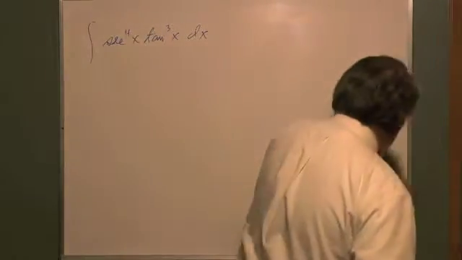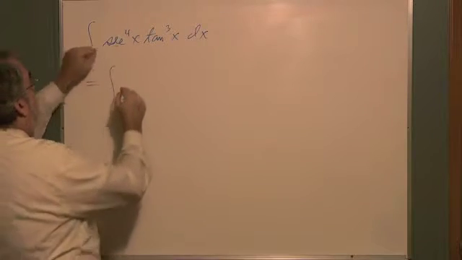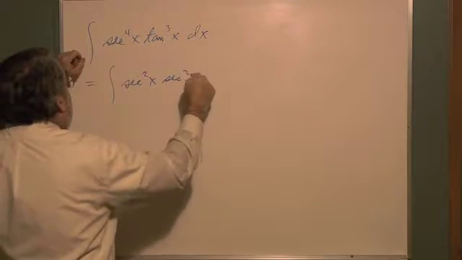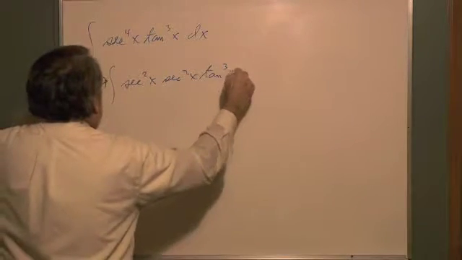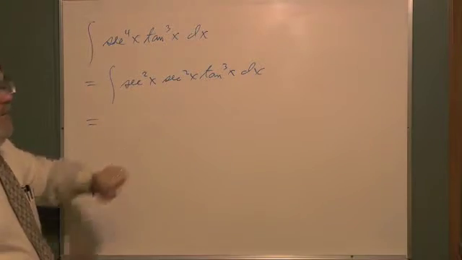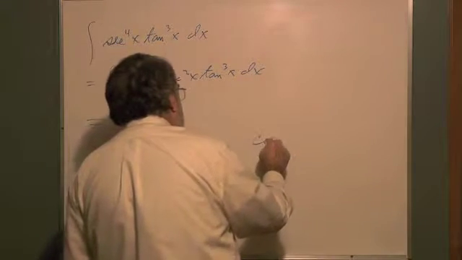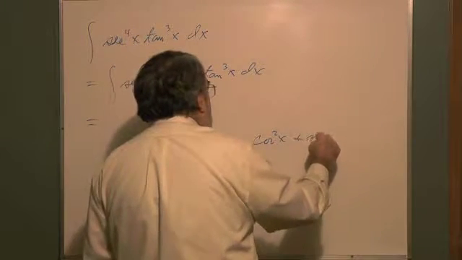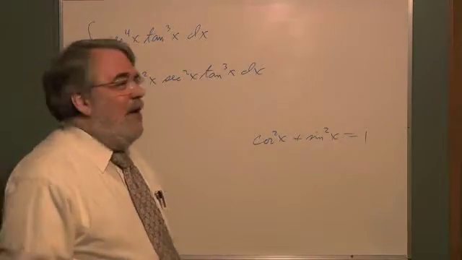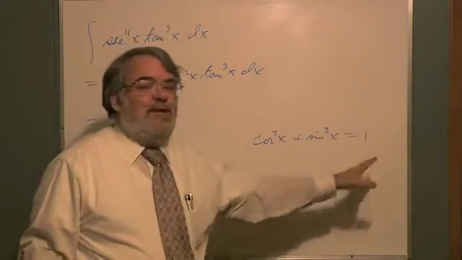So here is the idea. We want to write this as secant squared x tangent cubed x dx. And there's an identity for secant squared. Now let's get that identity. If you're too lazy to look it up, or you get stranded on a desert island and you don't remember how it goes, at least remember cosine squared x plus sine squared x equals 1.